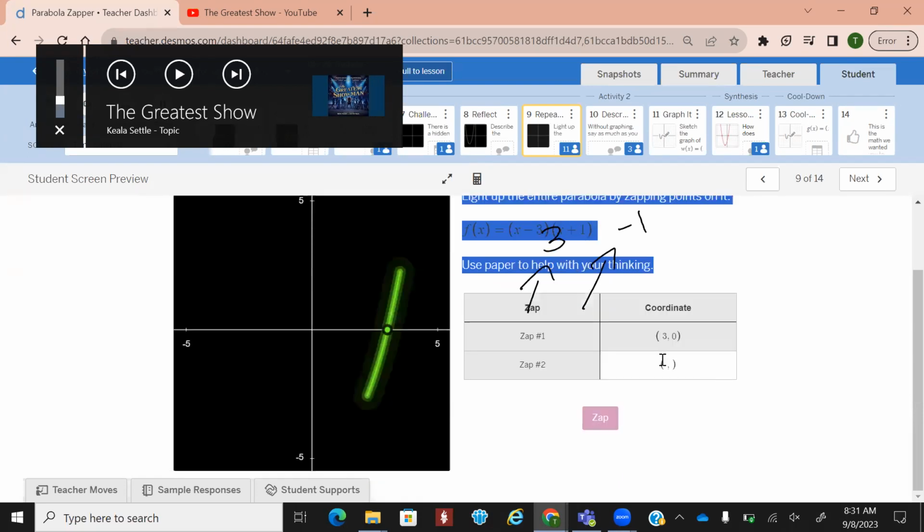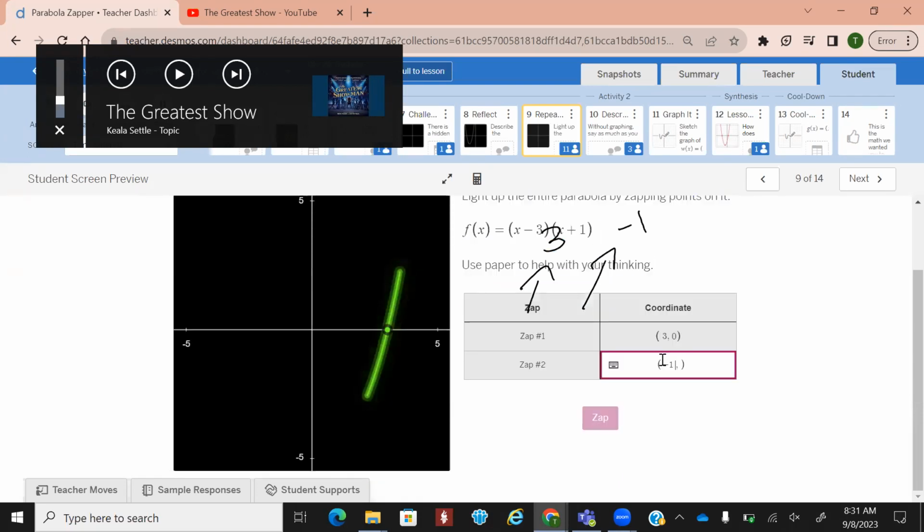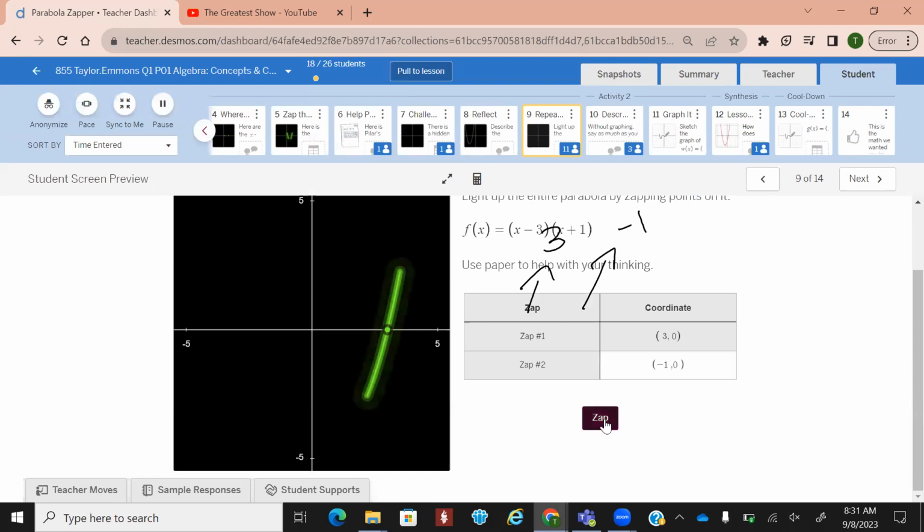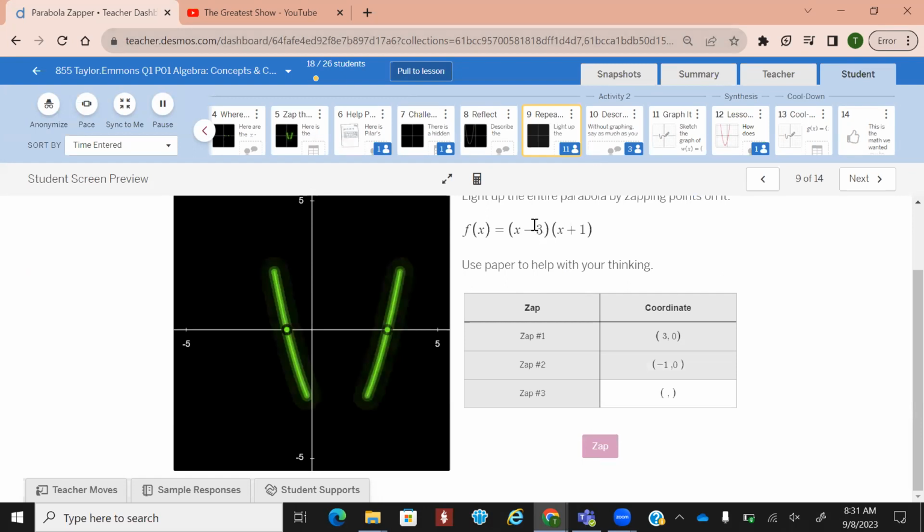Okay, then I would also find the vertex. How do I find the vertex? The line in between the x's. So this is going to be from -1 to 3. What's in between that? 2. So if I plug 2 in here, that would give me 2 minus 3 times 2 plus 1. So that's going to give me -1 times 3. So that's going to give me 2 comma -3.